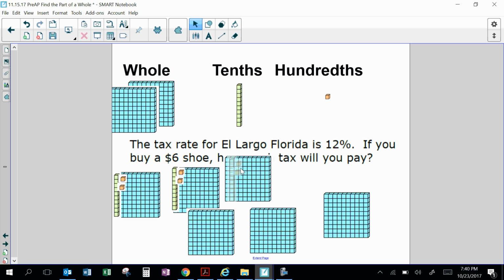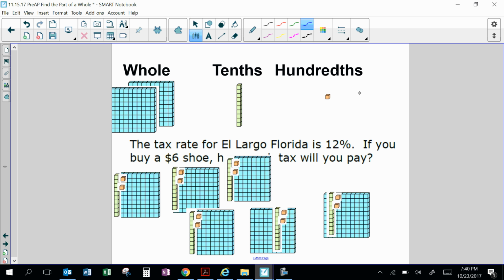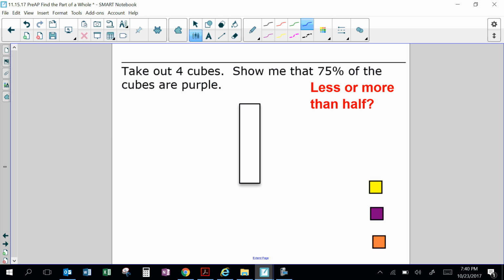What's 12% of this dollar? 12 hundredths. What's 12% of this dollar? 12 hundredths. What's 12% of this dollar? 12 hundredths. What's 12% of this dollar? 12 hundredths. So 6 groups of 12 hundredths is 72 hundredths. So that's how much tax will you save? 72 cents.